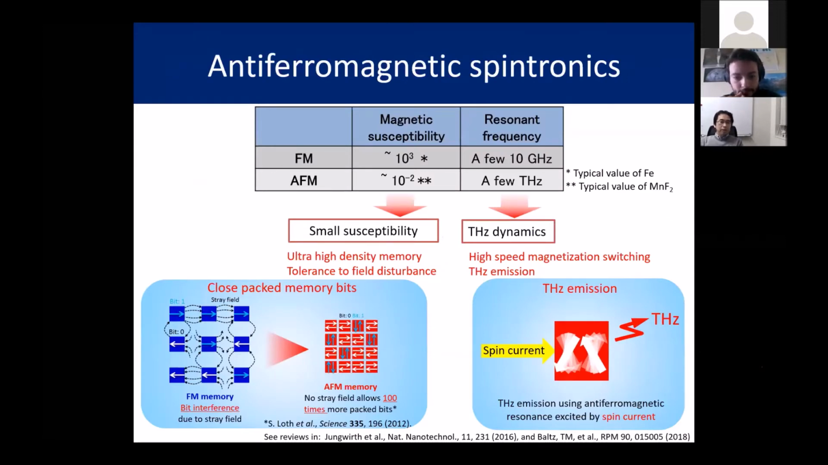So antiferromagnetic spintronics is one of the exciting branches of the spintronics field. Compared to ferromagnetic materials, which are conventionally used for spintronics devices, antiferromagnets have small susceptibility and no stray field, which enables us to make high-density memory. And also the high resonant frequency, which can be up to the terahertz range, may open up terahertz spintronics. So today's talk is all about the left-hand side.